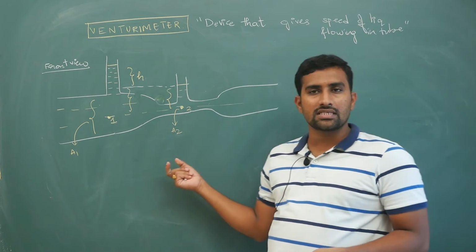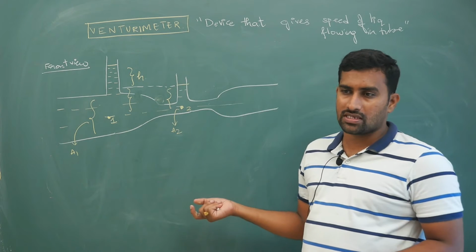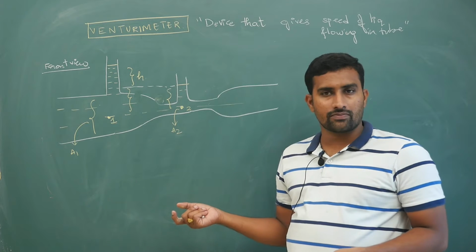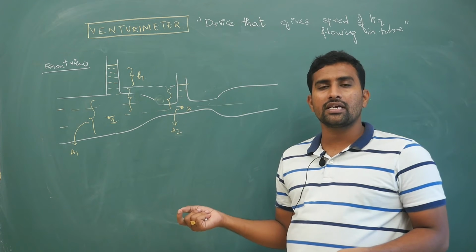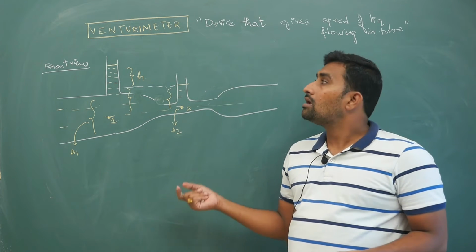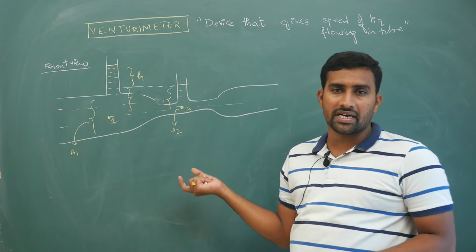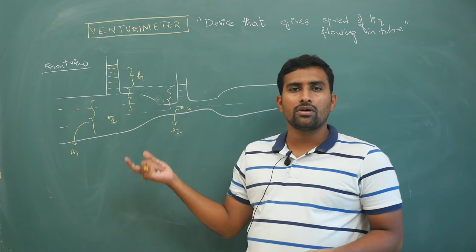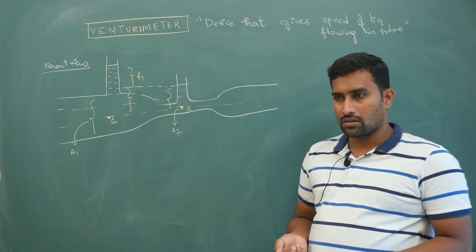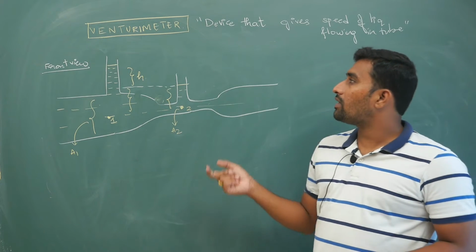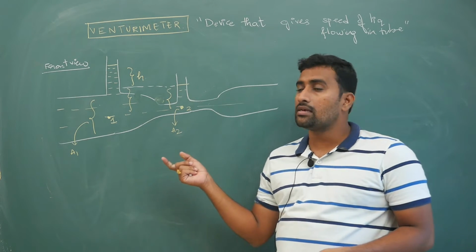But if the speed is decreasing, somewhere it is leaking, obviously, in between. Getting my point? In big pipes, to know whether there is leakage of liquid, we can use this venturi meter. The venturi meter will check the speed. If the speed is decreasing, somewhere your water is actually leaking out.